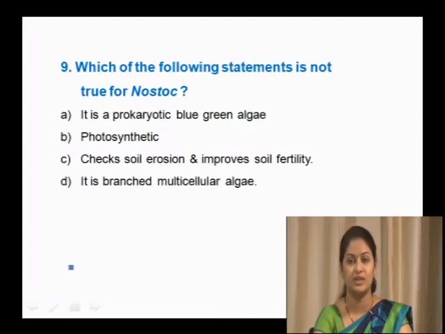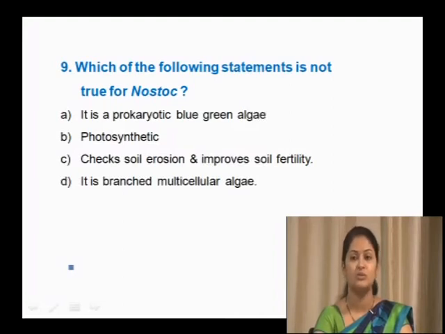So the first one is right. B, photosynthetic. Yes, it is blue-green algae. It has photosynthetic lamellae with specific pigments, and this is the first organism to carry out oxygenic photosynthesis. That is, the photosynthesis reaction releasing oxygen as the byproduct. C, it checks soil erosion and improves soil fertility.